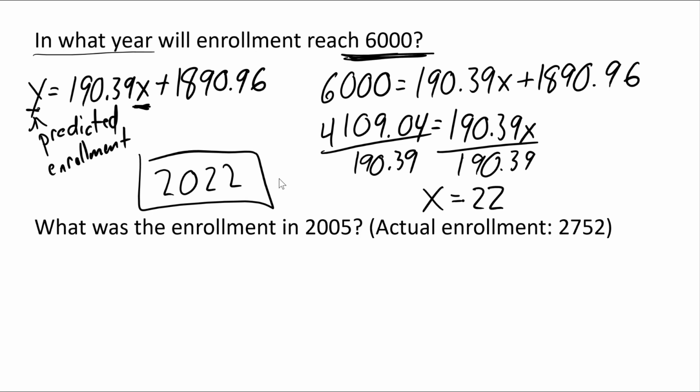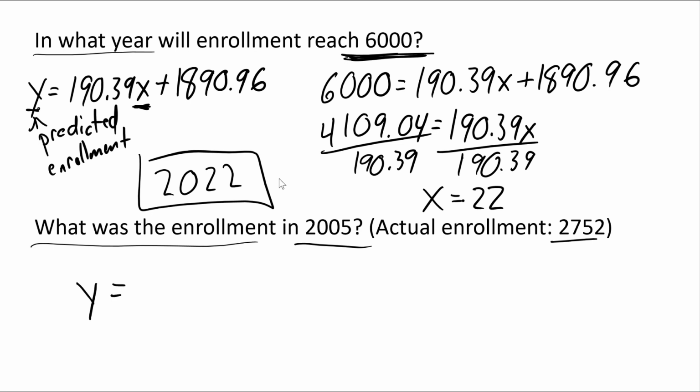All right, our second question is, what was the enrollment in 2005? Just as a note, the actual enrollment that year was 2,752. That's not going to be relevant to how we solve this problem, but we can look to see how close our predicted value is. All right, so we're predicting enrollment in 2005. We're kind of going backwards. So we want to know the enrollment, so that's our y value, in the year 2005. That's going to tell us our x value.